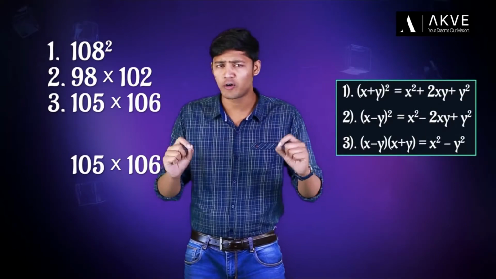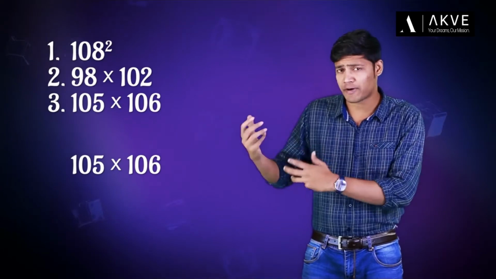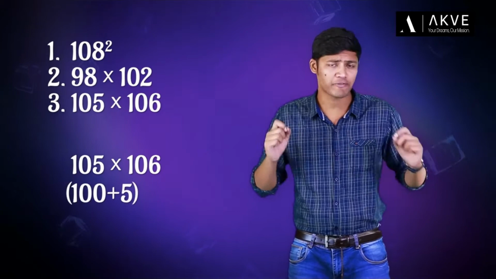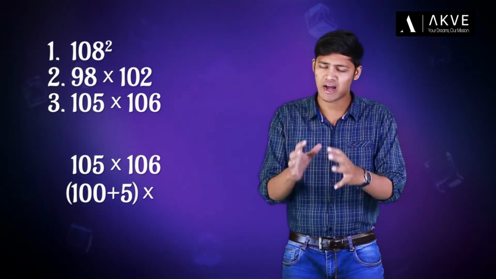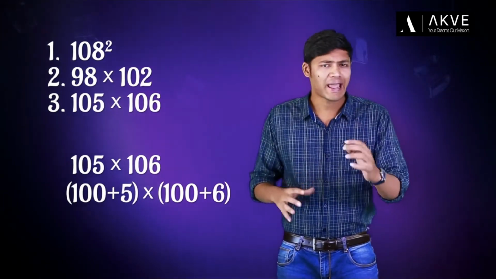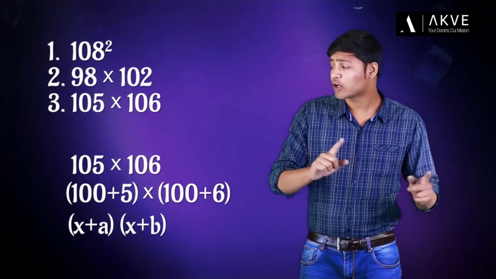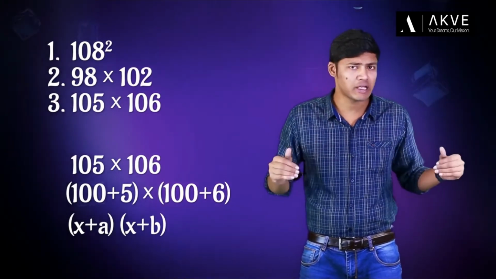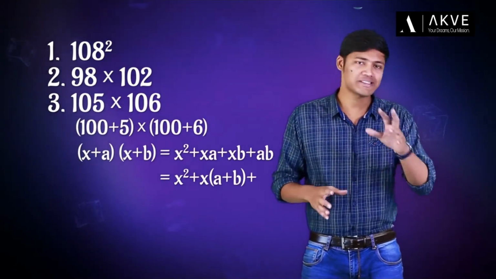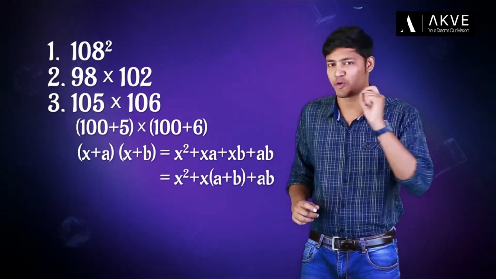In this problem, none of these identities will work. But still, let's break the numbers 105 and 106. Let's express 105 as 100 + 5 and 106 as 100 + 6. Now we see that this expression is of the form (x + a)(x + b). If you remember, the product of (x + a) and (x + b) will result in x² + x(a + b) + ab. So, this is another identity and can be used to solve this problem.